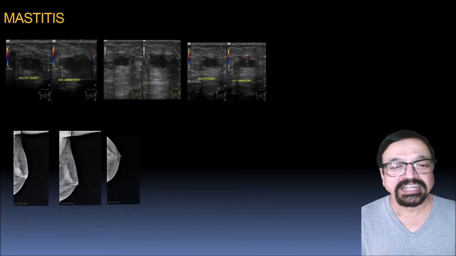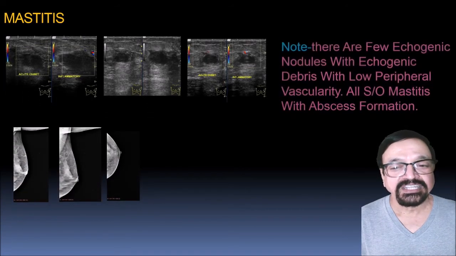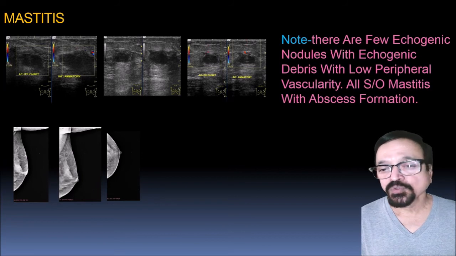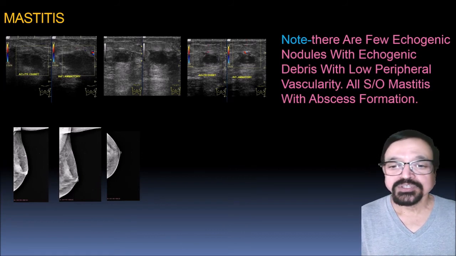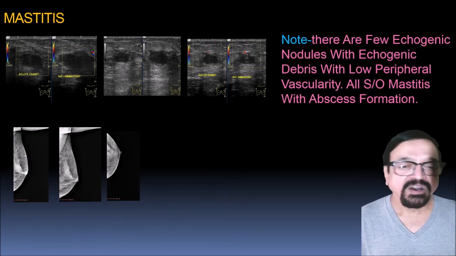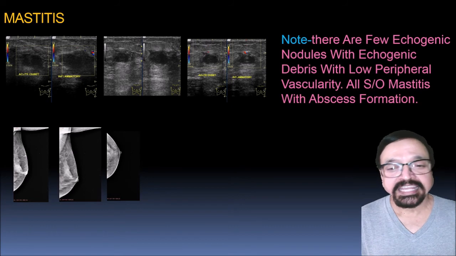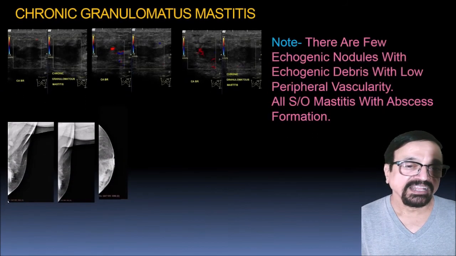Chronic granulomatous, because it is chronic, it is showing fluid content with echogenic particles. There are few echogenic nodules with echogenic debris with low peripheral vascularity, mastitis, abscess formation, chronicity, or you can term it as chronic granulomatous mastitis.